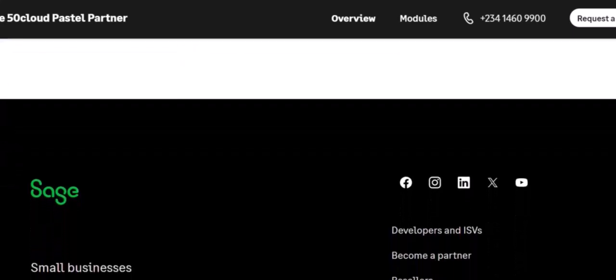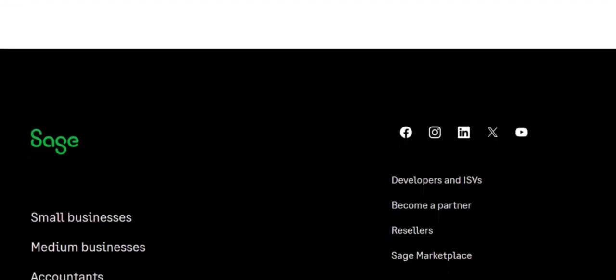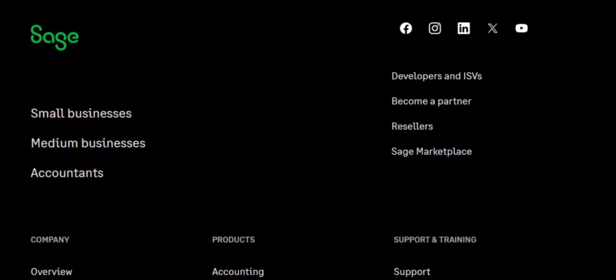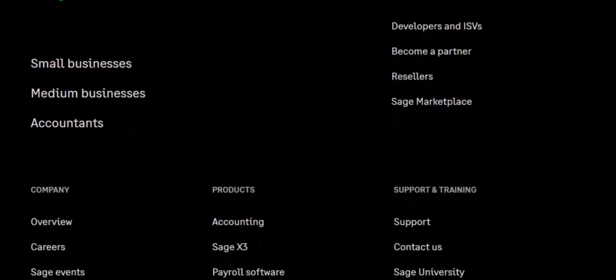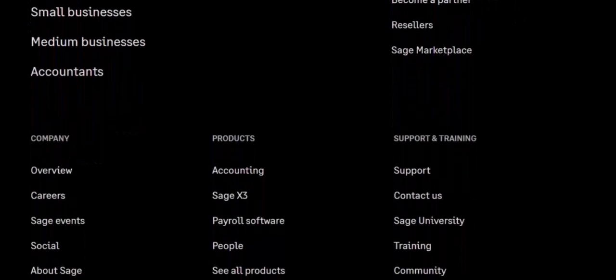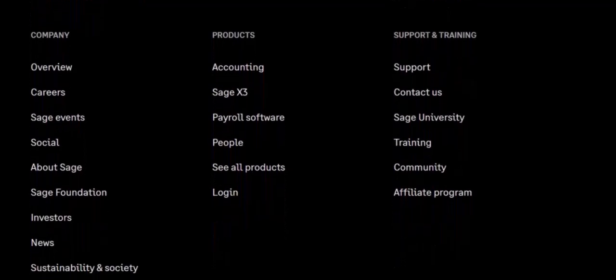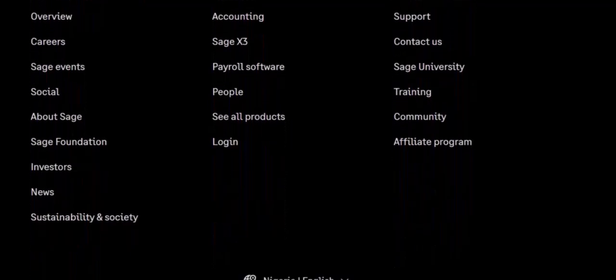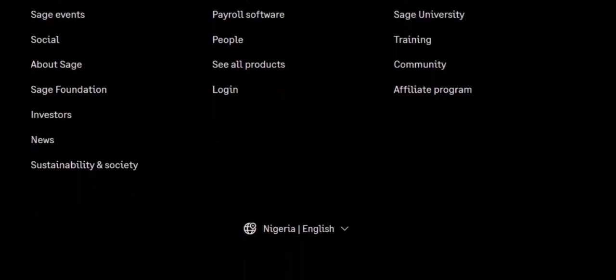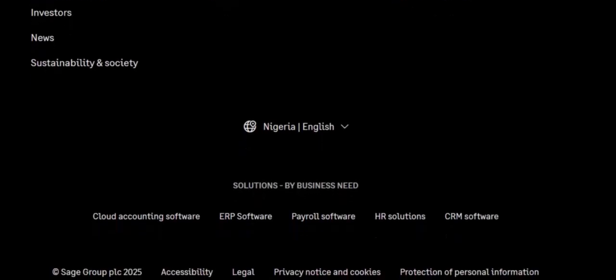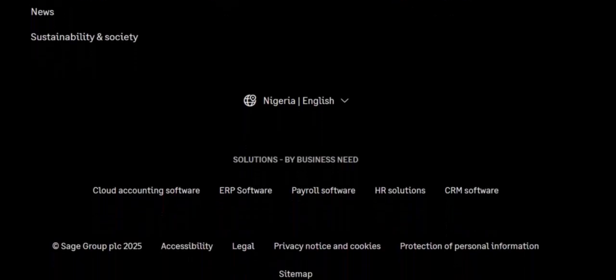This is where Sage Intacct steps in. It is a cloud-based financial management platform built for businesses with more complex needs. Unlike QuickBooks, Sage Intacct is designed with scalability and advanced functionality in mind. It offers a modular structure, allowing businesses to choose the specific modules they need, such as core accounting, accounts payable/receivable, project accounting, revenue recognition, inventory management, and more.